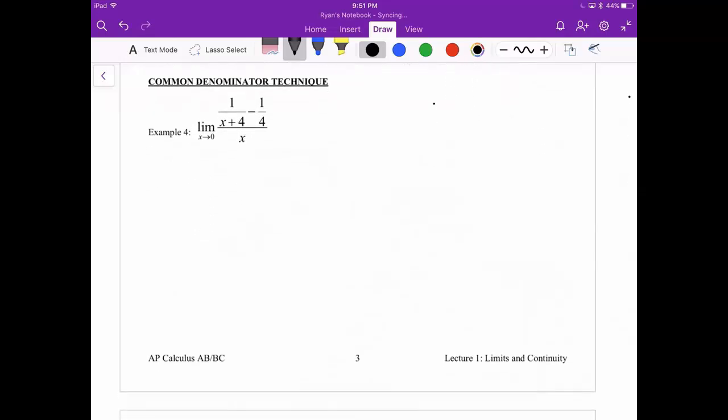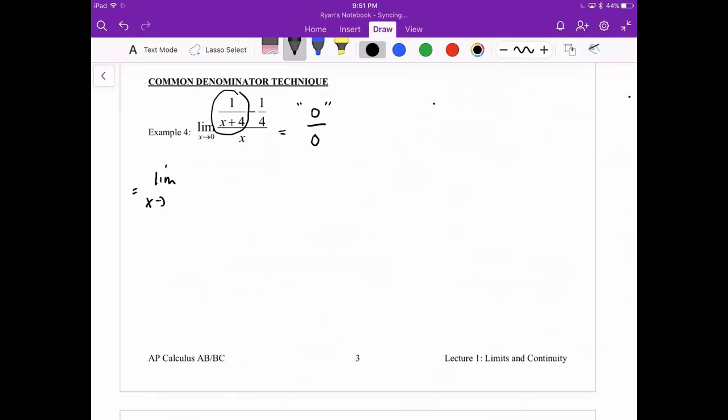Okay, the second technique here is called the common denominator technique. So let me just illustrate what that is talking about. First of all, if I were to try to plug in x equals 0 here, this term right here is going to go to 1 over 4. 1 over 4 minus 1 over 4, of course, is 0. And then in the denominator, it's just an x, so that's going to go to 0. And once again, I get this indeterminate form. Okay, so what I'm going to do in this case is I'm going to find a common denominator for those two fractions in the numerator.